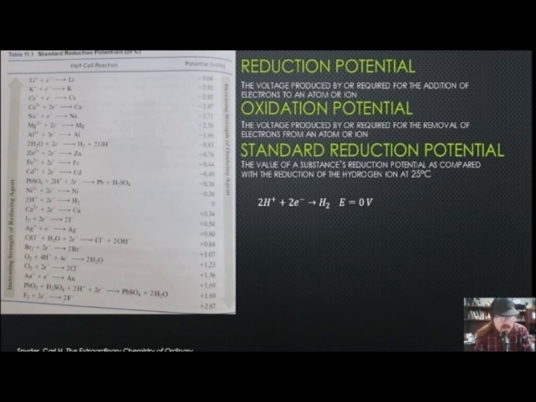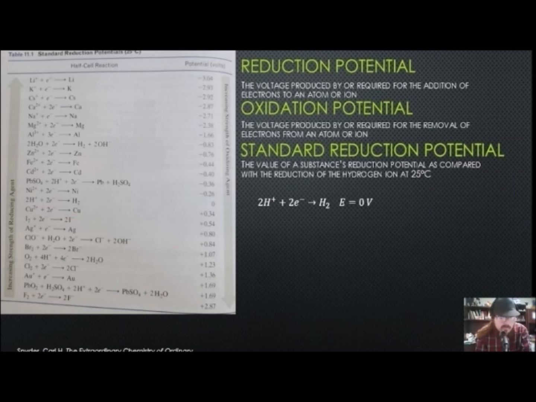So lithium does not like to be reduced. It likes to be oxidized. Fluorine does not like to be oxidized. It likes to be reduced. And so we can do this.